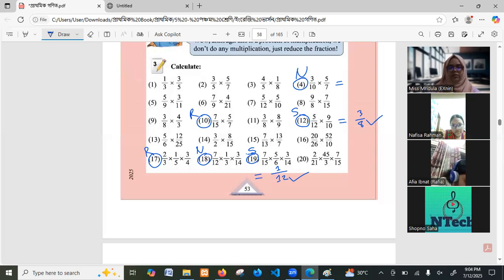What's your confusion, Nafisa? Miss, I am getting 3 by 14 again. Didn't you say 13 by 14 or something like that? It's 3 by 14, yeah. I heard it wrong, I guess, due to the net connection. So 3 by 14 is the correct answer, okay? And what about number 18? It's 7 by 48. 7 by 48. 7 and 48 can again be cut down.